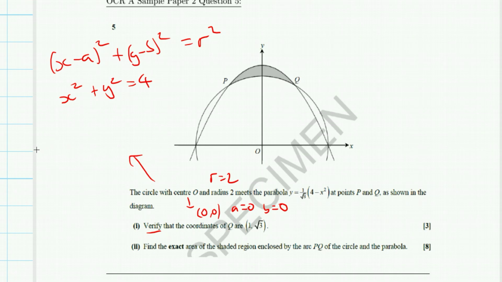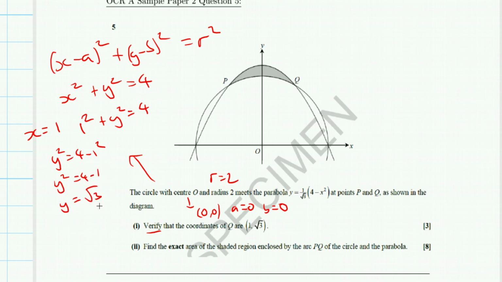So if we plug in, for example, x is equal to 1, we get 1 squared plus y squared equals 4. Move 1 squared to the other side, you get y squared equals 4 minus 1 squared, which is y squared equals 4 minus 1, so y is equal to, well, plus or minus root 3, but we know that Q will take the positive root 3.